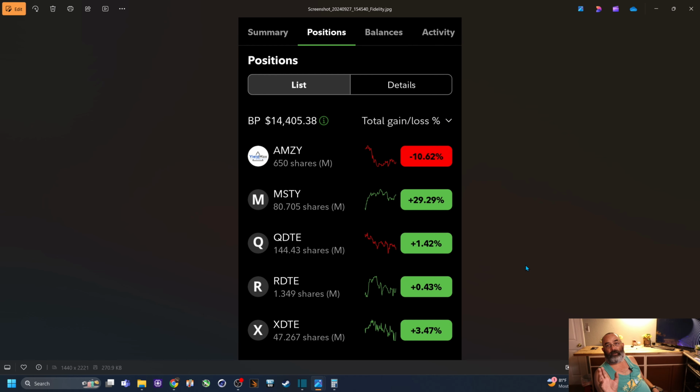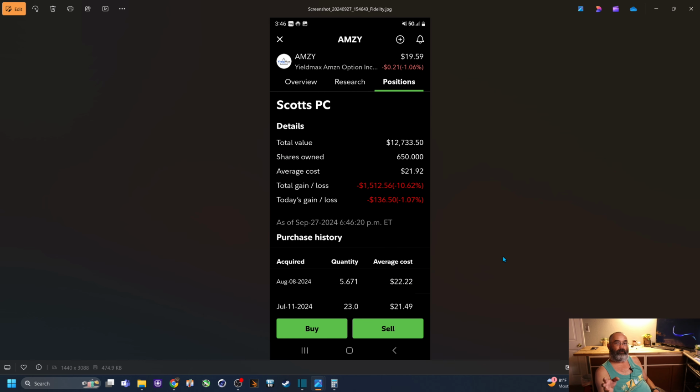All right, different screenshot, but same thing, just in percentages. You can see AMSI's down about 10%. MSTY's going crazy right now, up 29%. The QDTE is up 1.5%, and then the XDTE is up 3.5%. Now, just a quick look into each position.